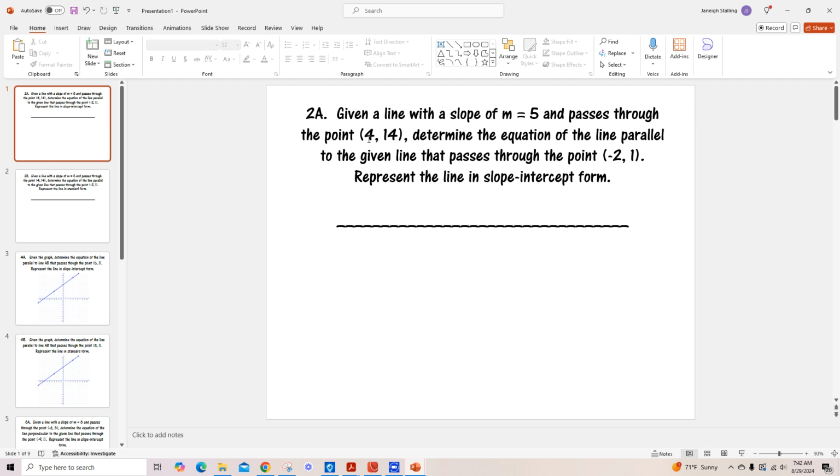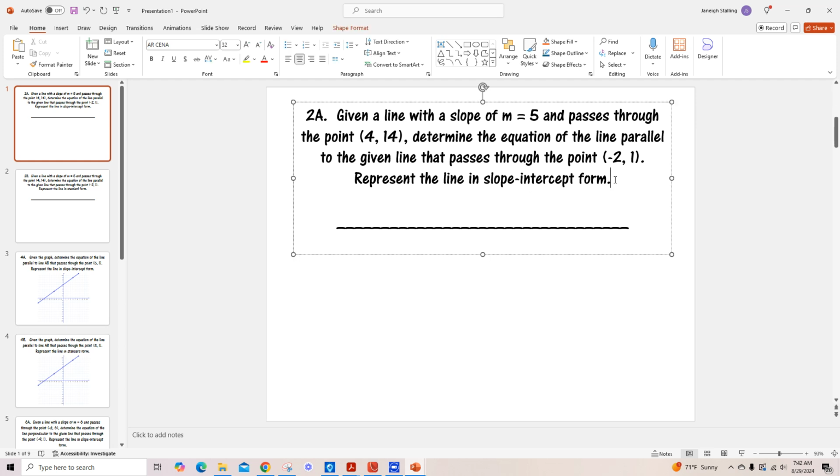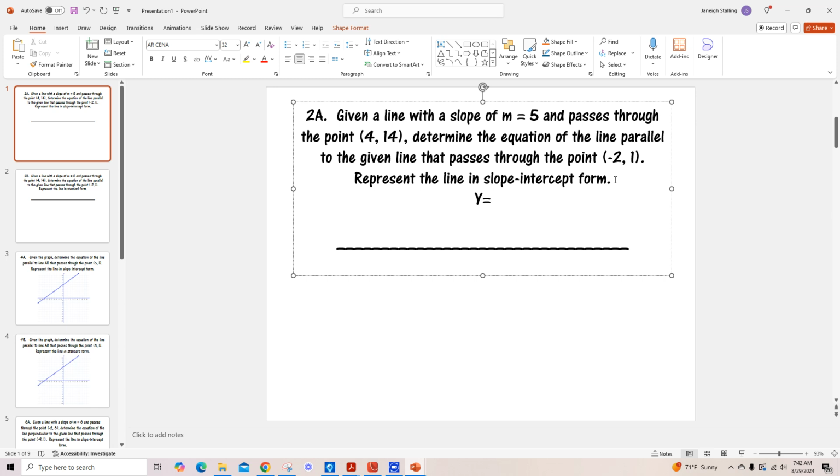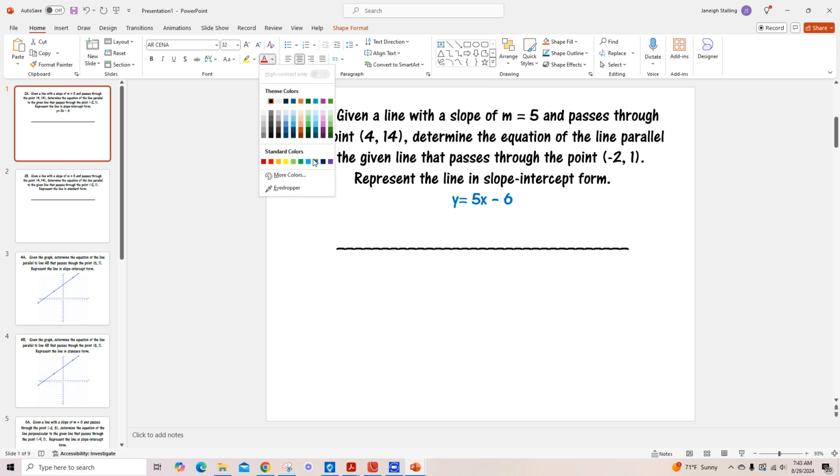Question 2a: given a line with a slope of m equals 5 that passes through the point 4, 14, determine the equation of the line parallel to the given line that passes through the point -2, 1. Represent the line in slope-intercept form. Again, your given line, we found that equation: 5x minus 6. So you can use this information. This is not the answer. This is just to get you started.